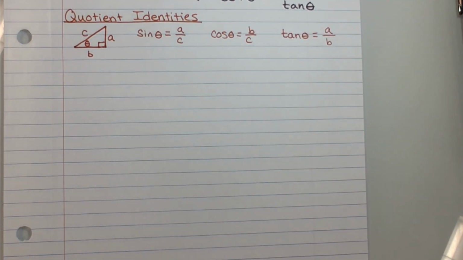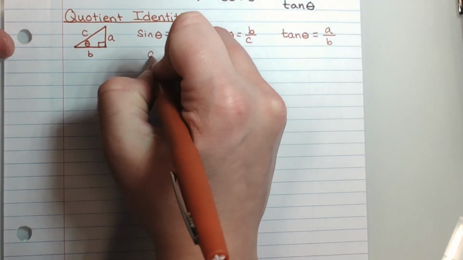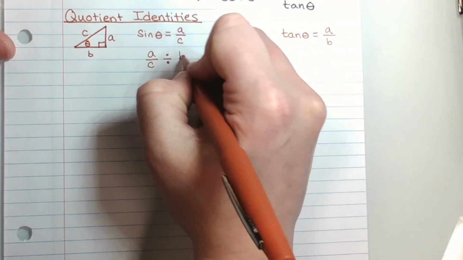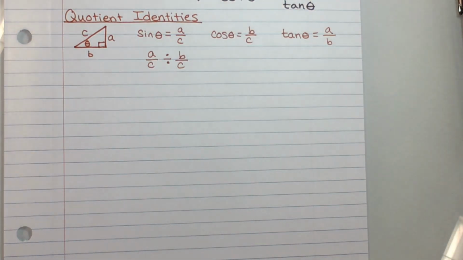Now the quotient identity, these are not the quotient identities. These are just facts about that right triangle, given how I have set it up. The quotient identity says that I can find a trig identity by dividing some trig identities that already exist. Specifically, if I take sine, which was A over C, and divide it by cosine, which is B over C, how do I divide fractions?